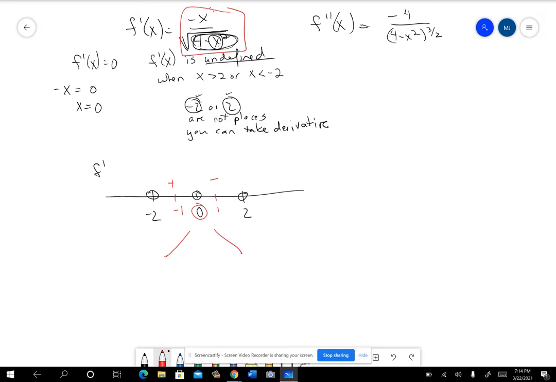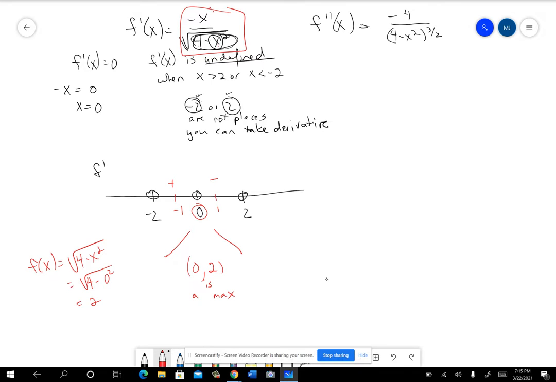And when you plug in a 0 into the f function, we need to see what we get, because that's going to be the maximum value. The f function was just the square root of 4 minus x squared. So when you plug in 0, you get 2. Not plus or minus 2, just 2. So (0, 2) is a max.